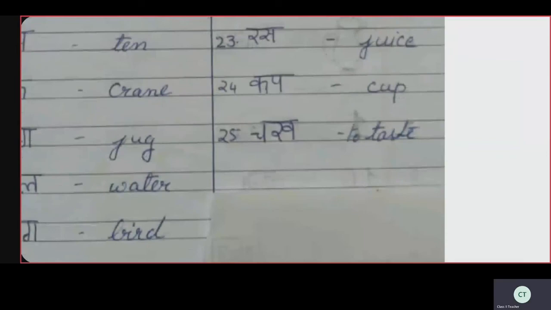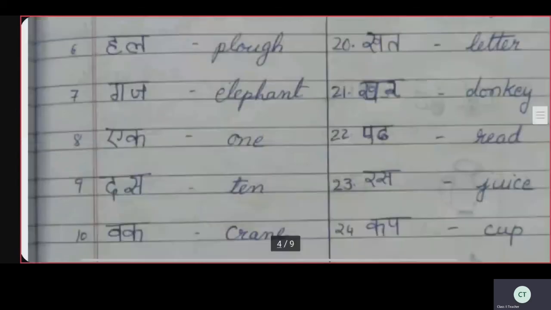Write it in your CW one time. All revision you write one time and learn it nicely.